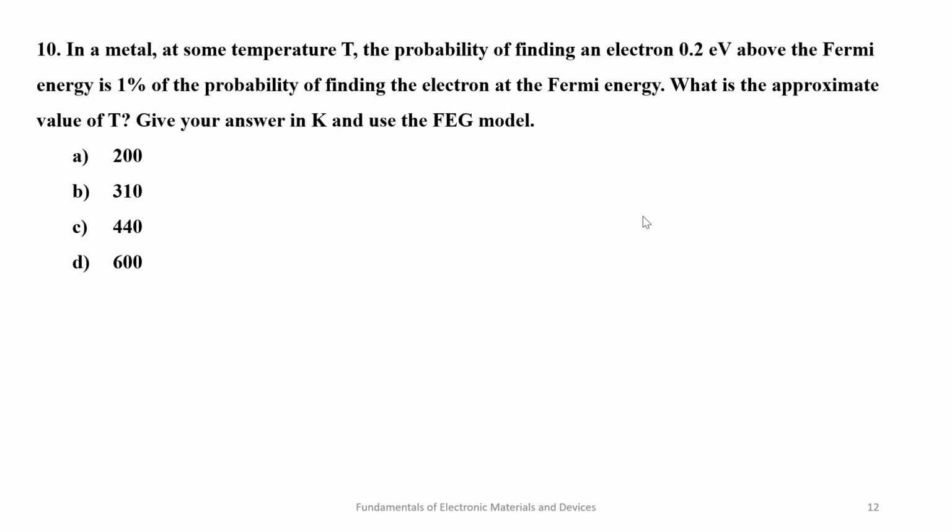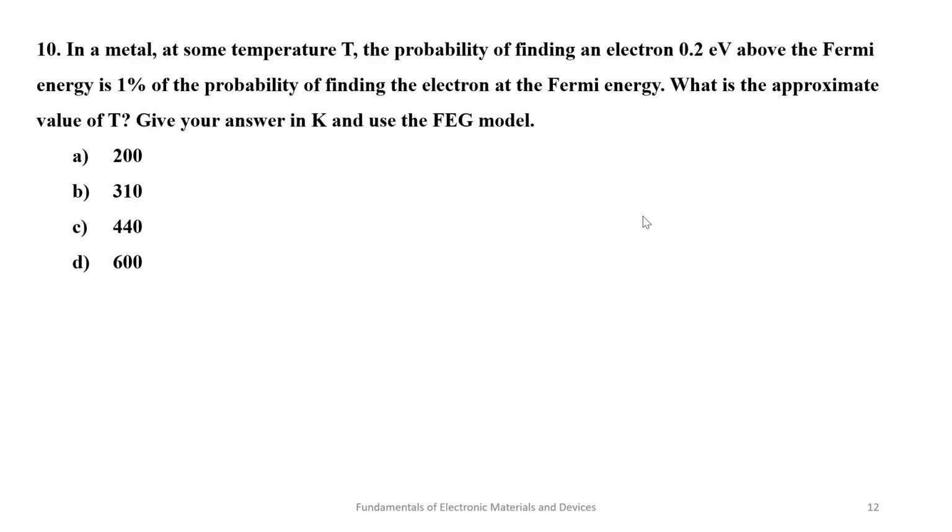Suppose at 0.2 electron volt above the Fermi level you have a value x. Then they have told that x is equal to 1% of y, where y happens at the Fermi level. So basically you will have two equations, and if you equate these two equations, the only remaining variable will be T. In that case, you have to give the answer in Kelvin. So can everybody try and let me know?